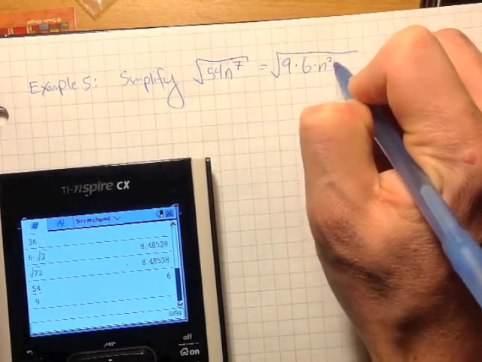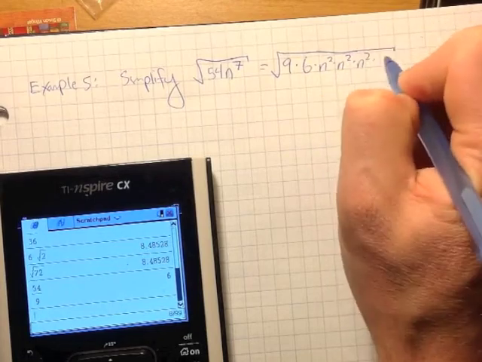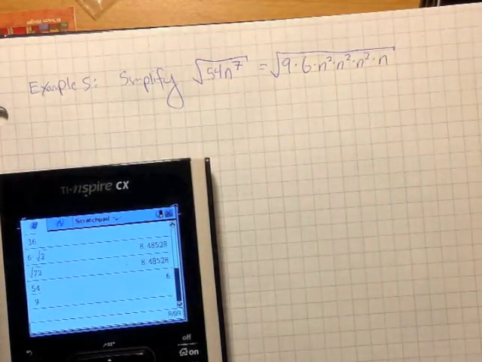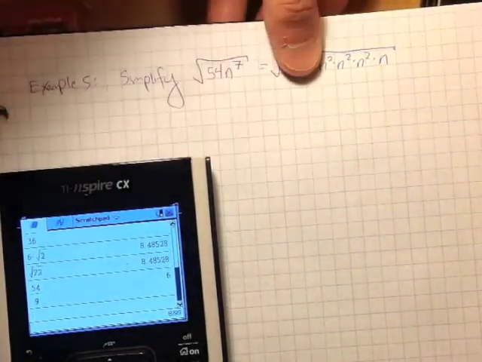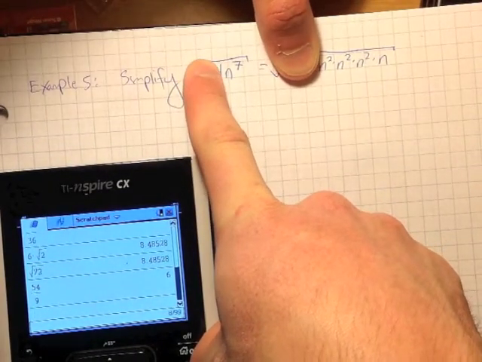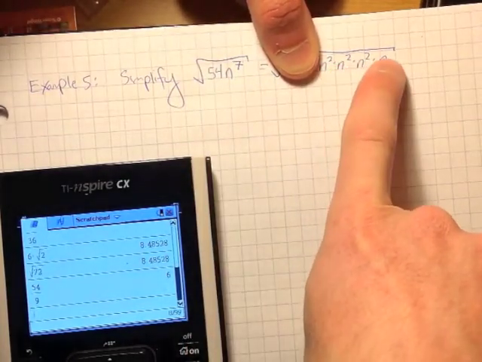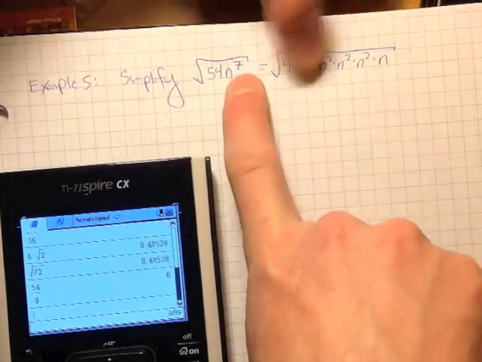N to the 7th, let's try to write that as squares. N squared times n squared times n squared times n. Just a leftover n, right? You see how I got that? In order to get n to the 7th, you would have to add up 2 plus 2 plus 2 plus an invisible 1 to get 7, okay?